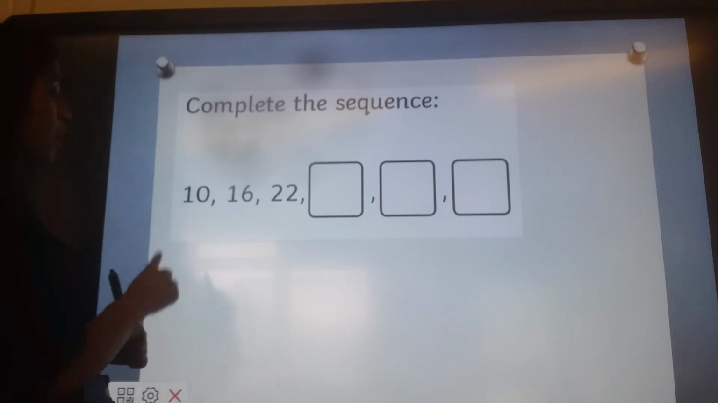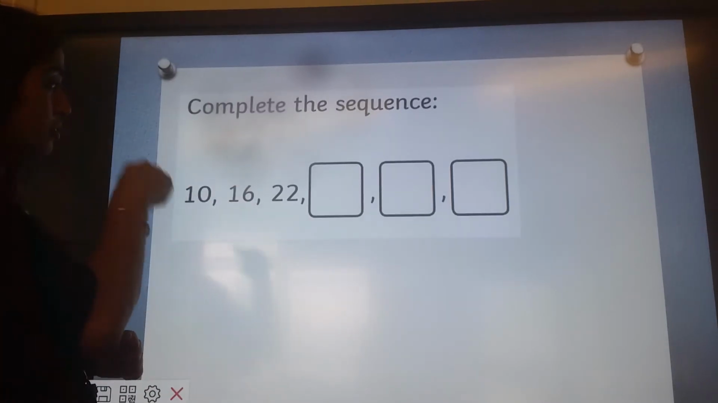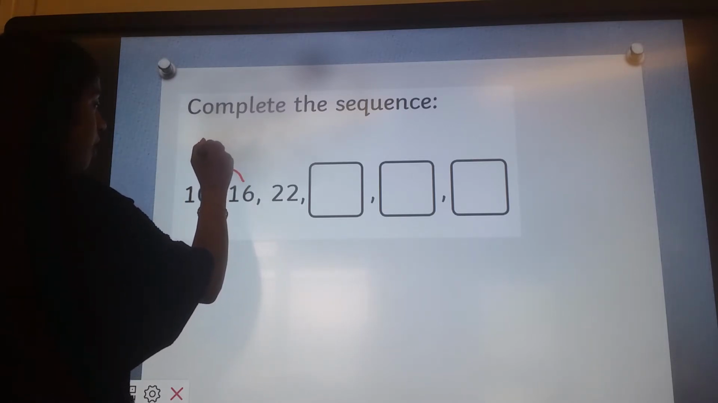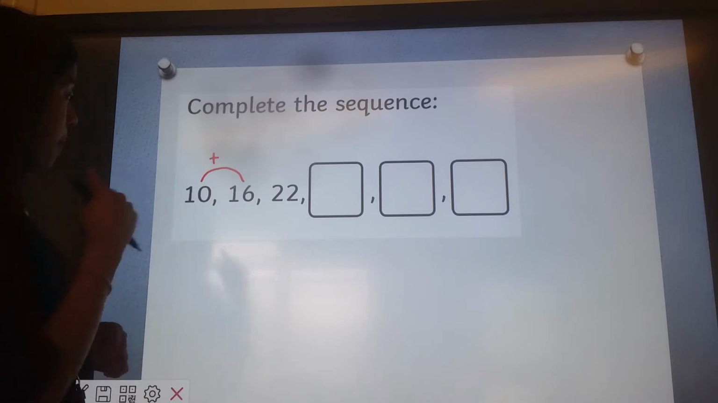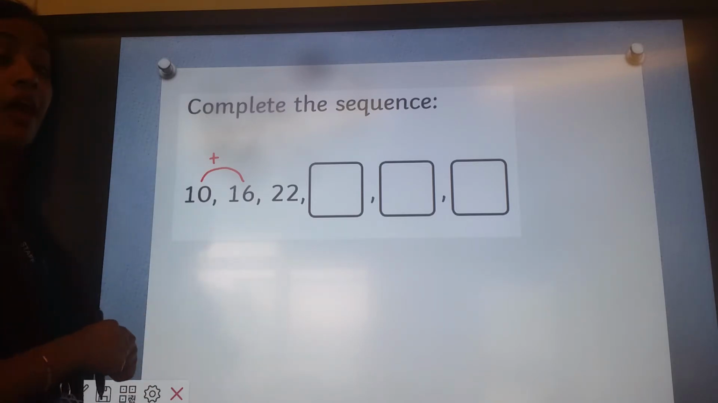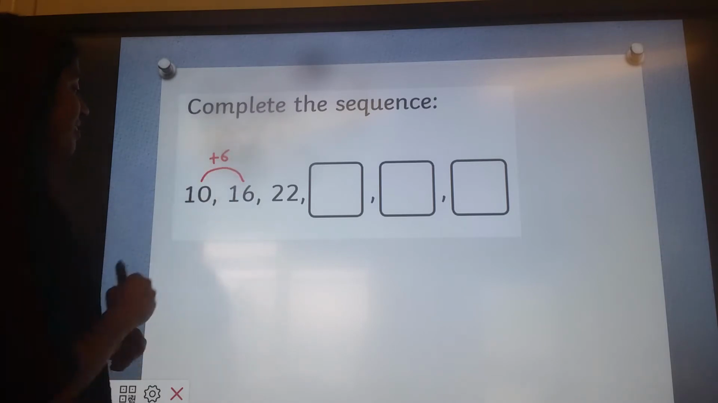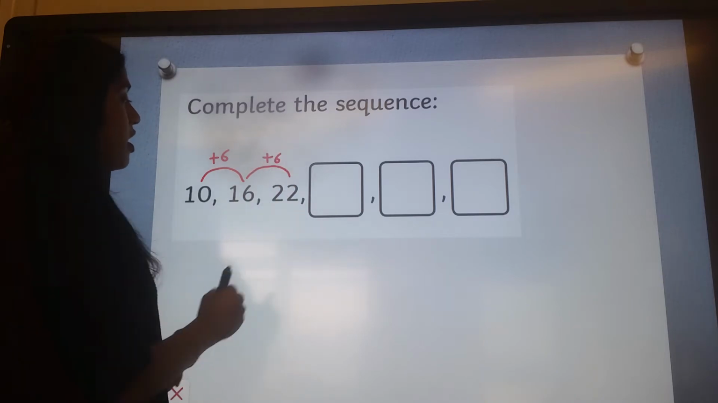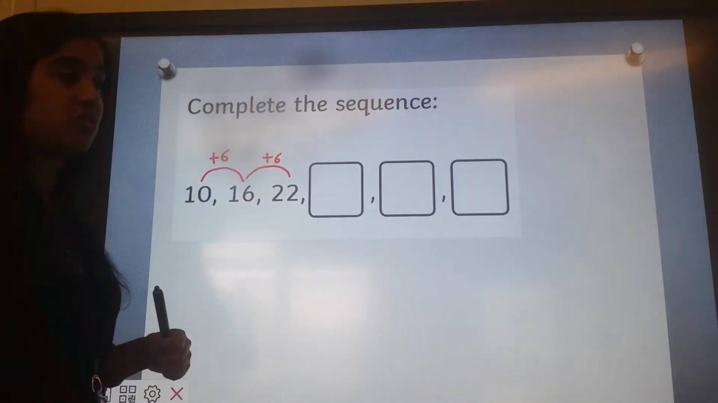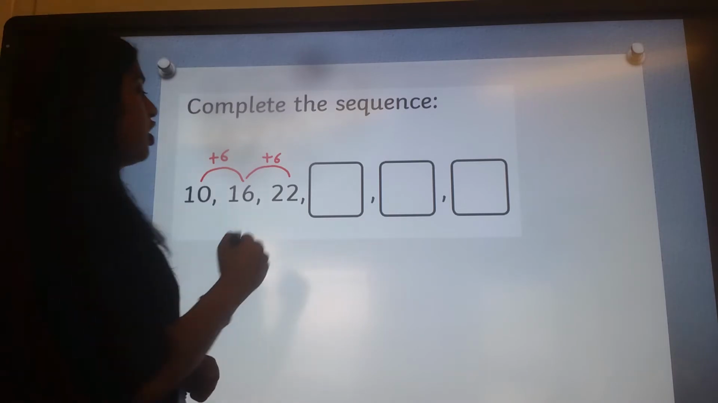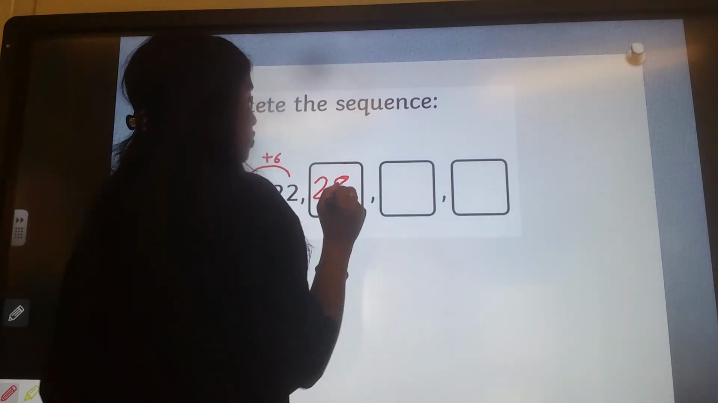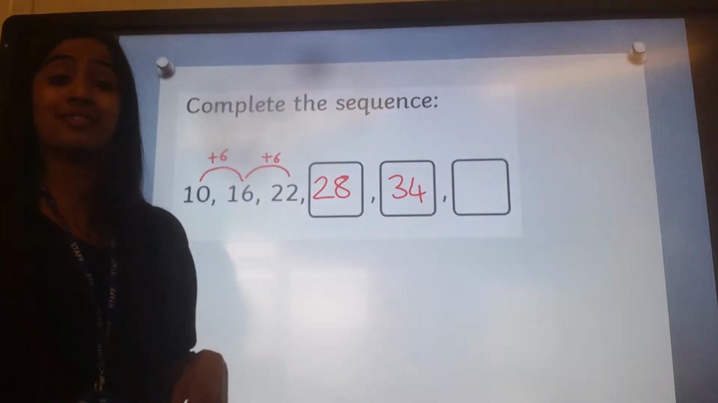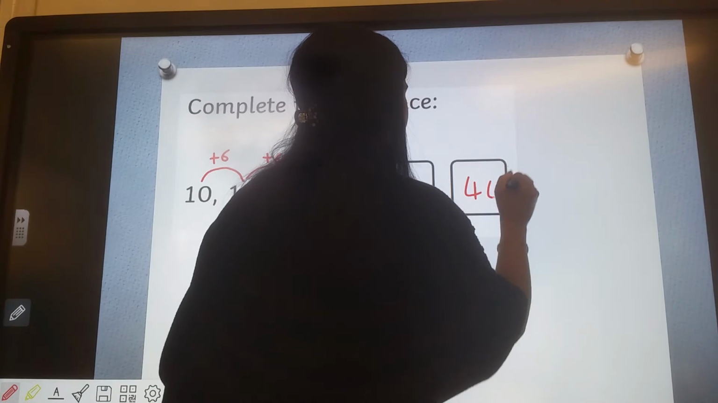So firstly, we need to calculate how much the sequence is moving up by. So if I look at 10, from 10 to 16, how much is my sequence moving up by? Good, 6, because 10 plus 6 is 16, and then again 16 plus 6 is 22. So I know that to calculate the next 3 answers, I need to add on 6. So 22 plus 6 is, good, 28. 28 plus 6 is, good, 34. And 34 plus 6 is, excellent, 40.